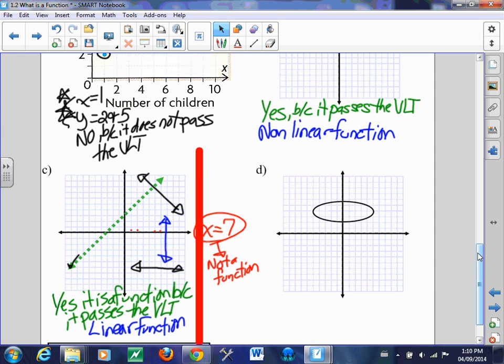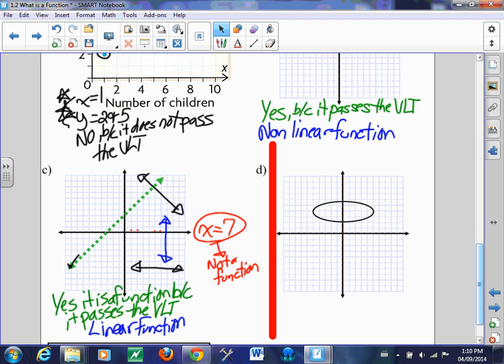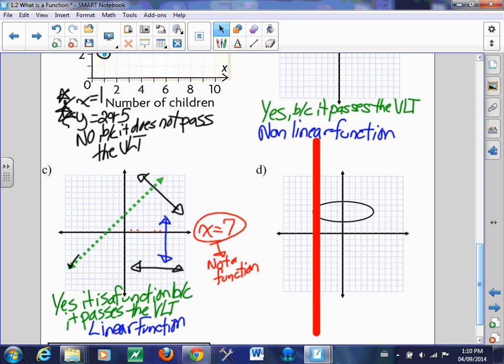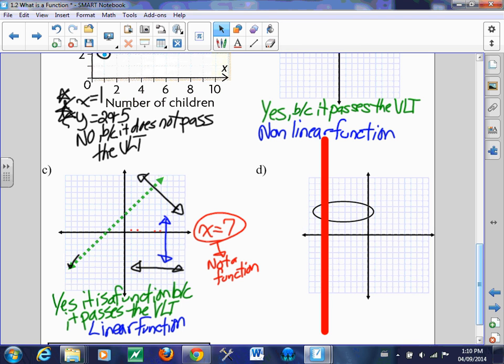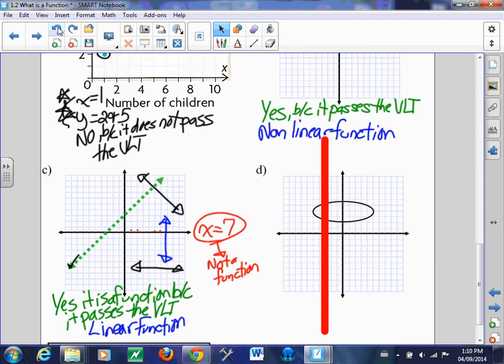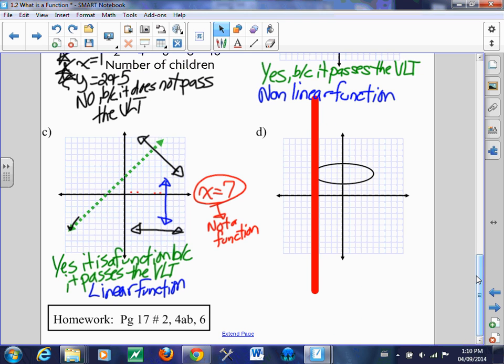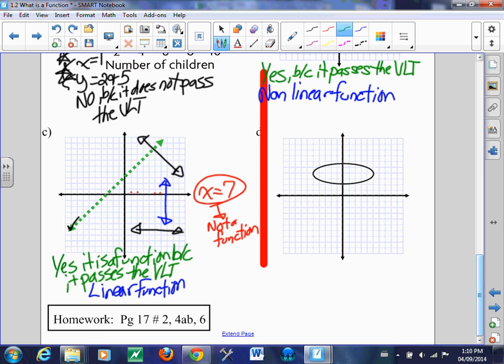All right, last question here. D, as we go from left to right, we notice our oval hits at two spots. Okay, so, oops, haha, undo that. So we notice that this is not a function because it does not pass the vertical line test. Okay, move that up. No, because it does not pass the VLT.